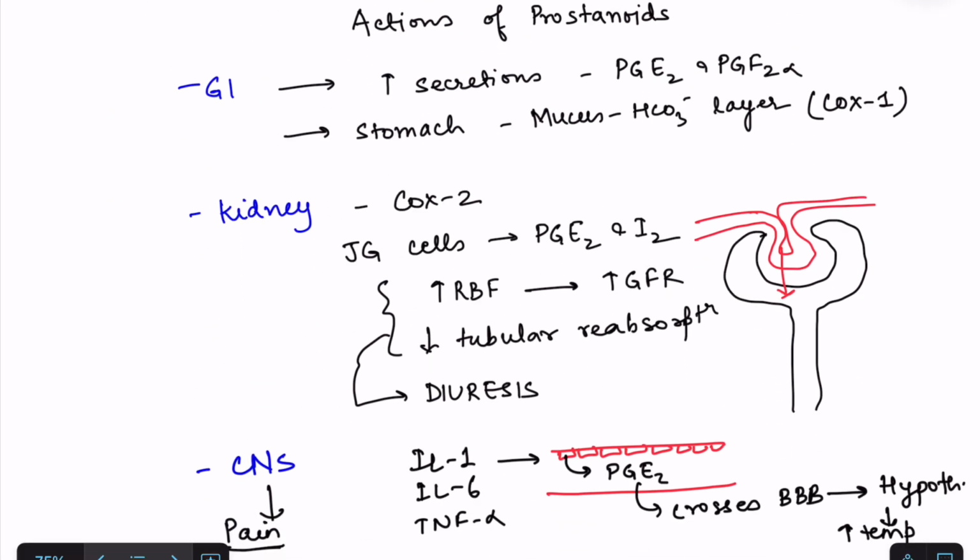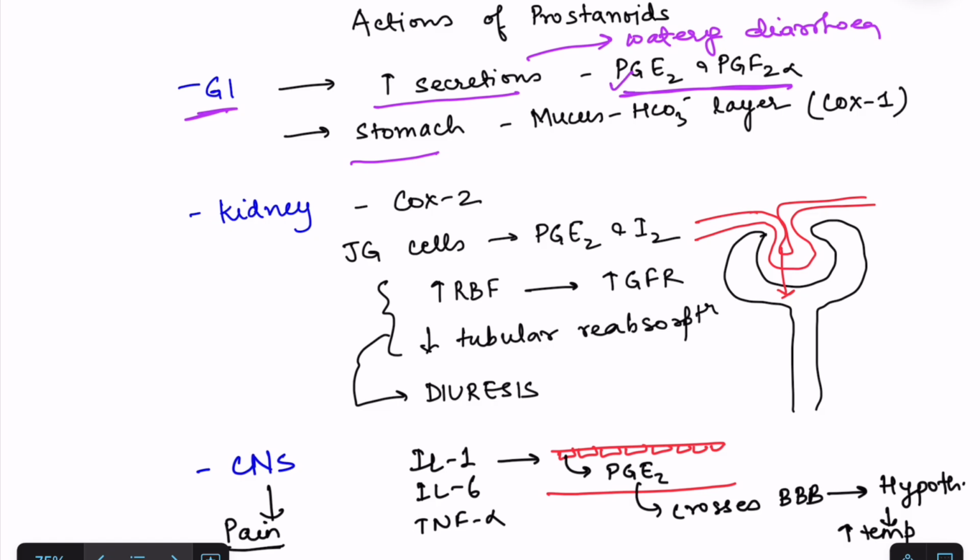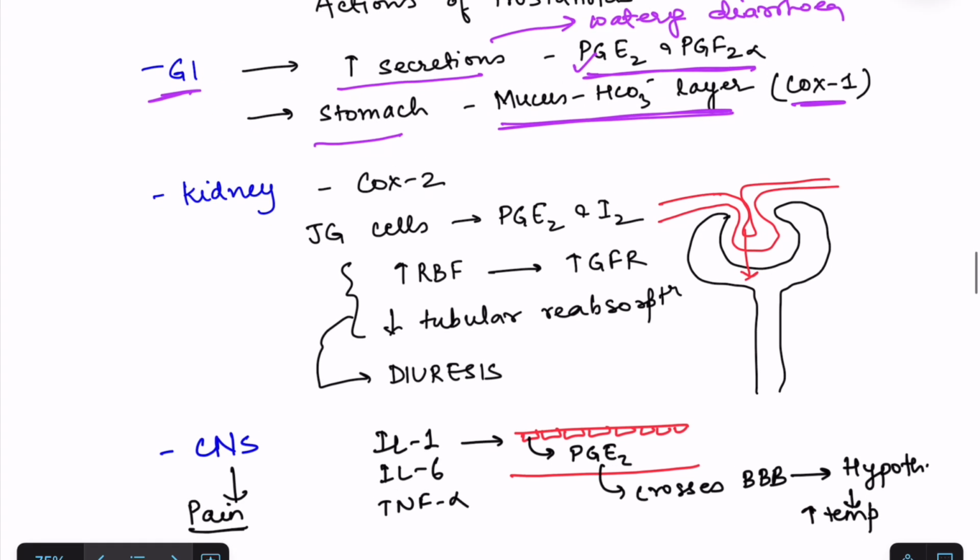Okay. Moving on to other actions of prostanoids, we have gastrointestinal secretion action. PGE2 and PGF2 alpha actually increase the intestinal secretions, and that is why, when these drugs are given, one important side effect is watery diarrhea. Okay, because they increase the secretions. In the stomach, PGE2 is responsible for the mucus bicarbonate layer, which protects the gastric mucosa from acid. I have told before as well that the COX-1 enzyme is required for that.